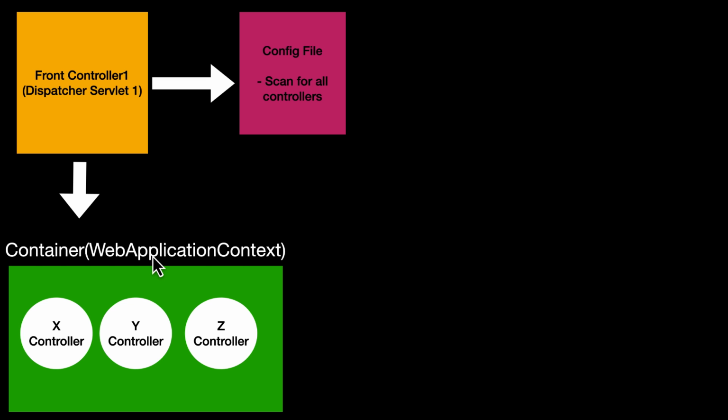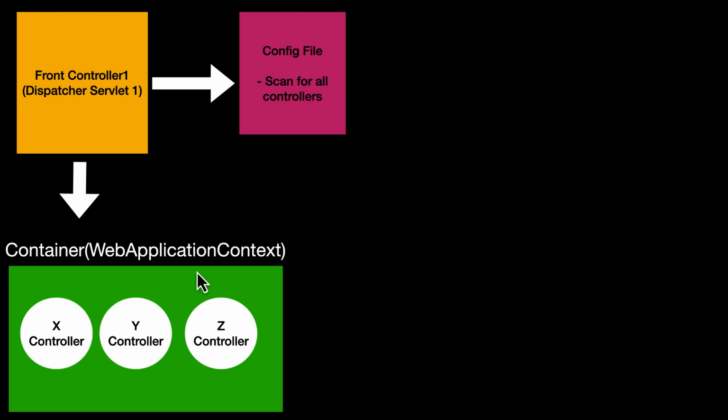As we are working with a web application, as we will be accepting requests and serving responses, in that case, the container has a special name. Instead of application context, we call it web application context. And all these objects have been created out of the configuration file that the dispatcher servlet has. So the dispatcher servlet uses this configuration file and creates this container, which is called a web application context.